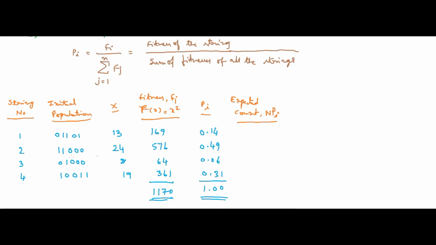Expected count: capital N means number of strings, so this value is equal to capital N into Pi. So it will be 0.56, 1.97, 0.22, 1.23, and the sum divided by N will finally be 4. Till now what we have discussed is only this part, where we have considered some of the values.